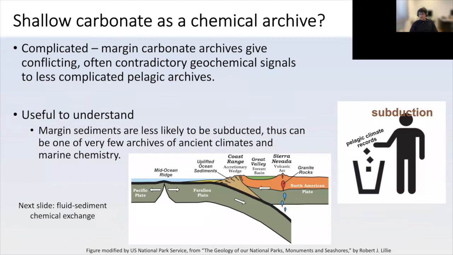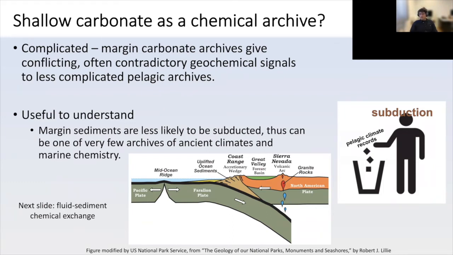So the reason they're interesting to study is that pelagic records, which you could consider the gold standard for at least simplicity and ability to be understood, are invariably subducted. And so they are not a suitable record for any sort of ancient system. So often these shallow marine carbonates are the only extant records we have of ancient seawater chemistry. So it's important for us to figure out how these different processes affect the chemistry.